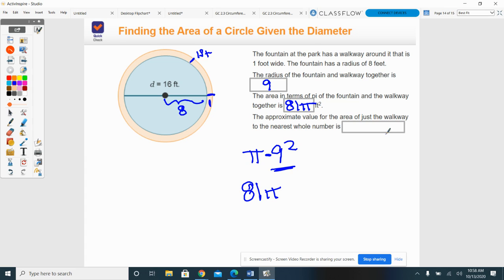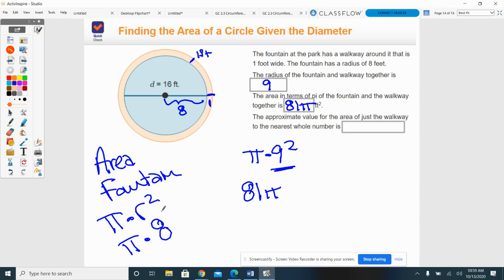And if they just want the walkway, what we need to do now is take out the pool. So what is the area of the pool or the fountain? That's pi times the radius squared. Well, the radius we said is 8. So pi times 8 squared, which is 64 pi. So if I take 81 pi minus 64 pi, I'm still going to have a pi, but if I take 81 minus 64, I get 17 pi as an exact answer. And this is area, so it's feet squared.